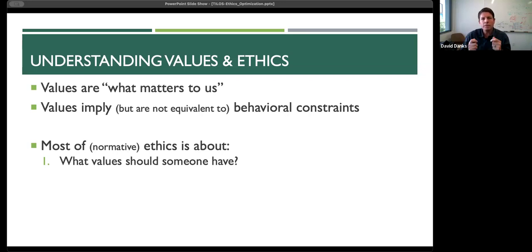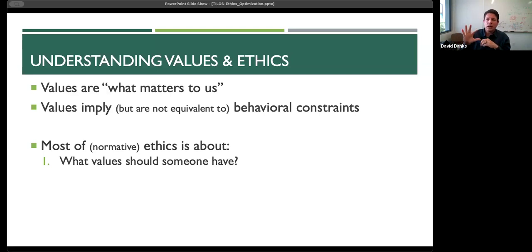The first is, what values should someone have? Right? So should I have the value of valuing being a good colleague? Is that even something I should value? Should I value other people's prosperity? You might think, if you're a sort of hardcore libertarian, you might say, no, you shouldn't bother valuing other people's prosperity. And so one set of questions is that.